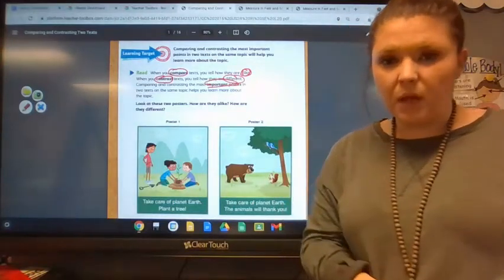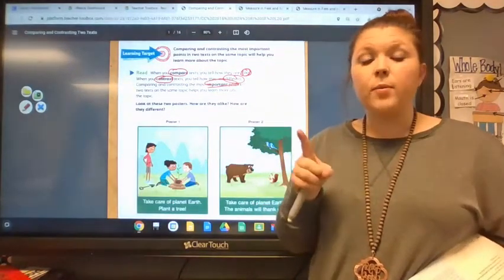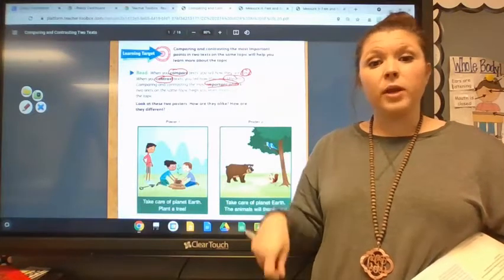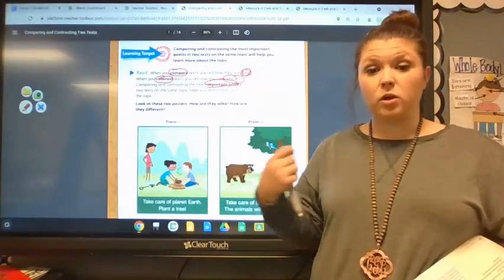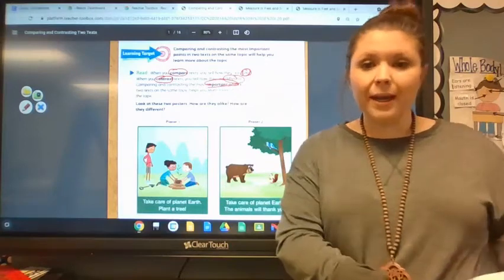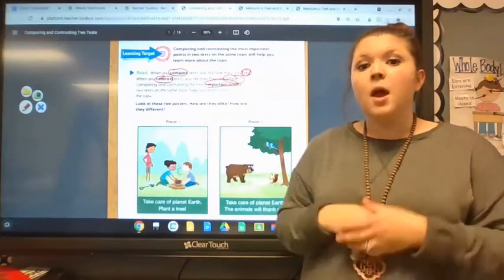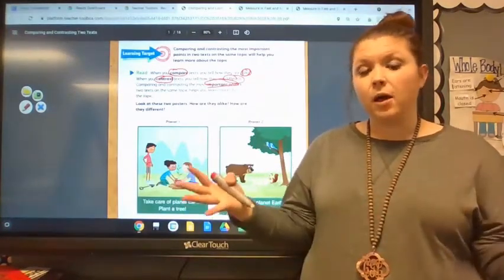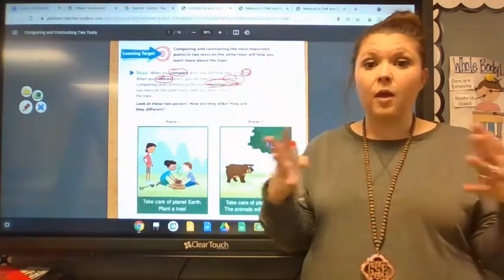So remember, in order for us to be successful with this lesson, we need to be able to decide which points are important and which are unimportant. And then we also need to be able to tell how the points in those two texts are alike and how they are different. So today in our cartoon, we're not going to have to determine which points are important and which are unimportant, but we're going to focus on that second part of our success criteria and being able to tell how two important points are alike and how they are different.